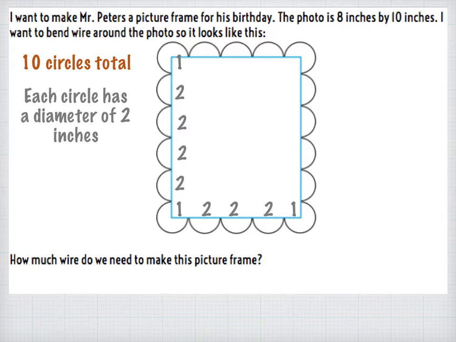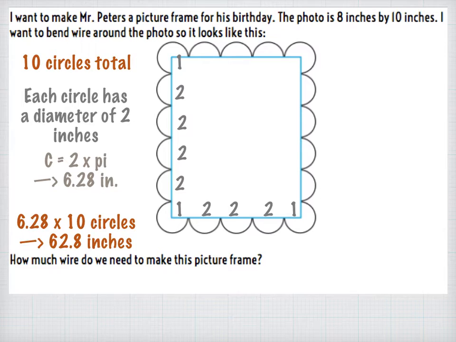And I know that each circle has a diameter of 2 inches. So I have all the information that I need to know how much wire would be required to go around those 10 circles. Like we talked about during the practice check, the circumference is the same as the diameter times pi. In this case, that's going to be approximately 6.28 inches, because it's approximately 2 times approximately 3.14. And if I have 10 of those, and I do 6.28 times 10, then I'm going to need 62.8 inches of wire.